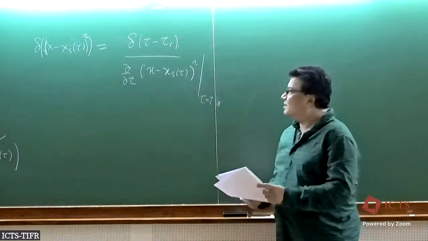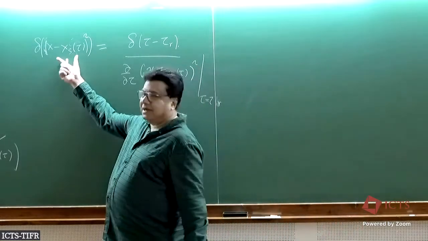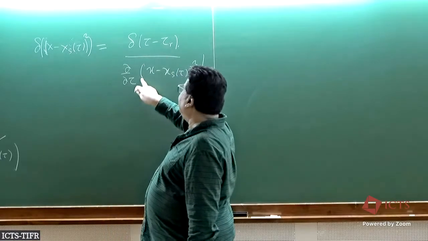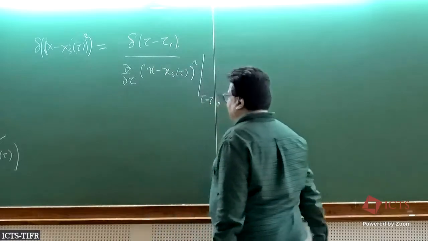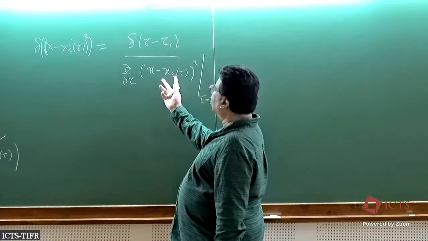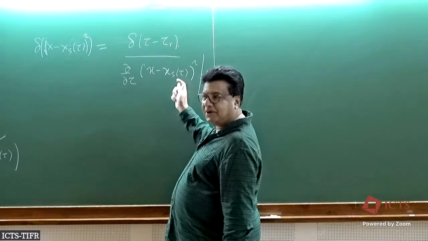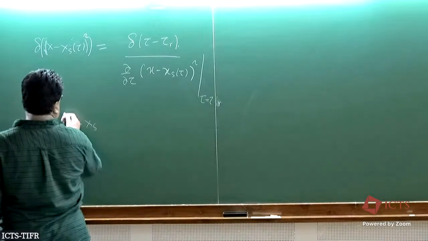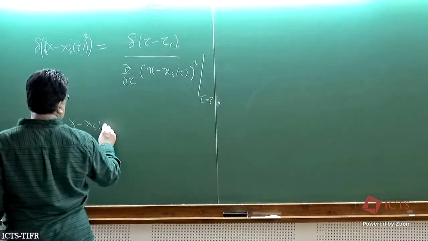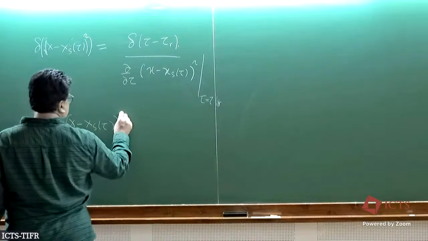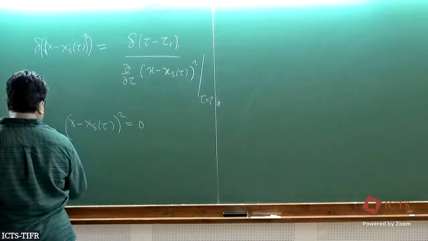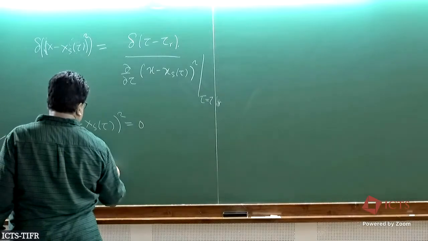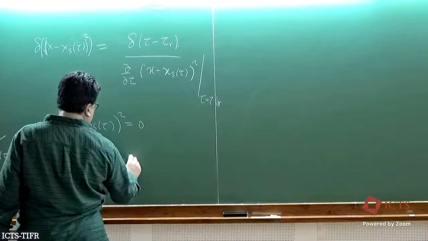Normally when you have this delta function of a function, that is the delta function of the argument of that function divided by the derivative evaluated at where the function is 0. So where the function is 0, (x minus x_s(tau)) square is equal to 0. This is solved by x0 minus t_r.